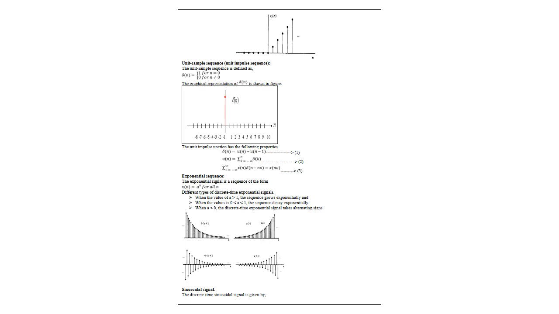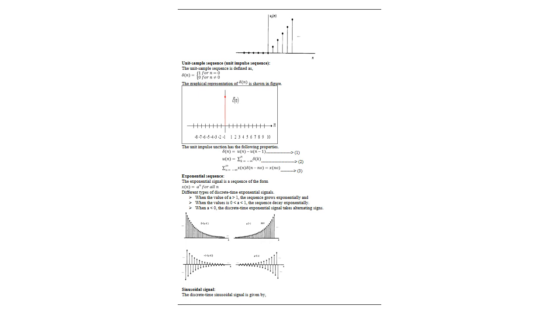The unit impulse function has the following properties: del of n is equal to u of n minus u of n minus 1. So u of n is equal to summation k equal to minus infinity to n del of k. Another thing is summation n equal to minus infinity to infinity x of n into del of n minus n naught is equal to x of n naught.